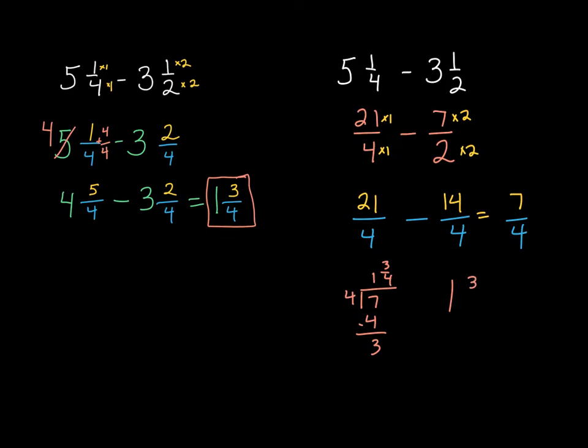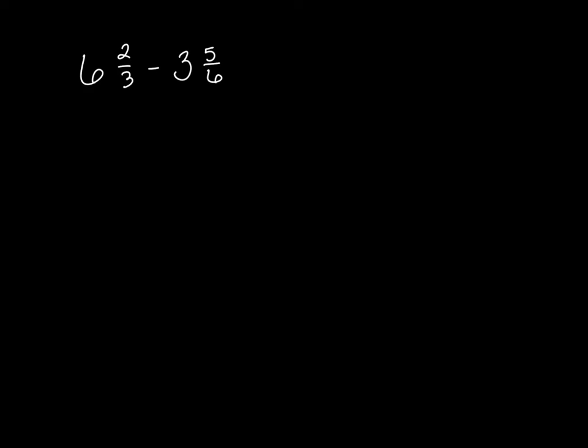So we still get 1 and 3 over 4. All right, let's look at this next example. Again, we need to start by getting a common denominator. So that would be 6.